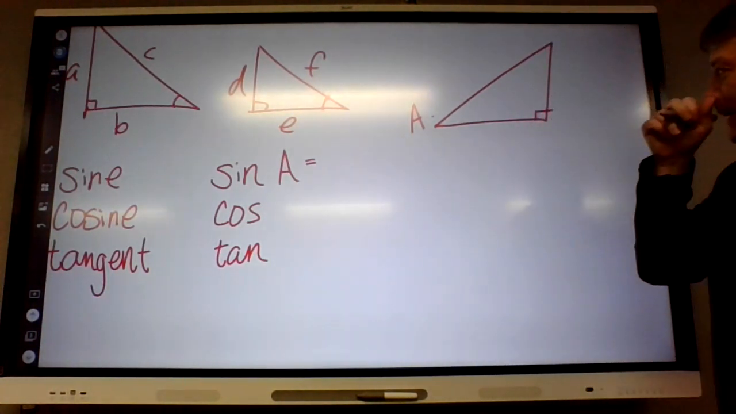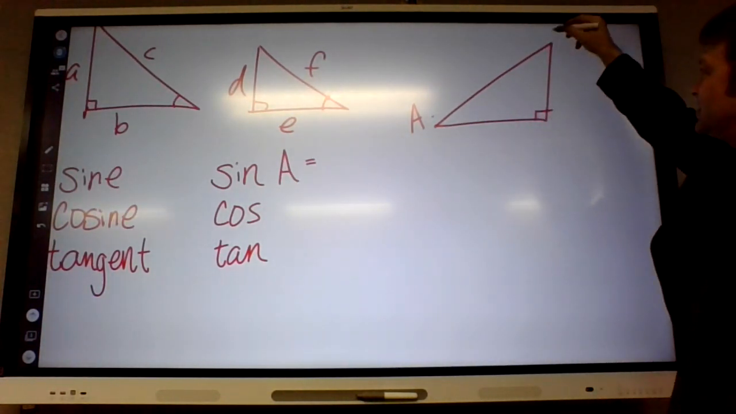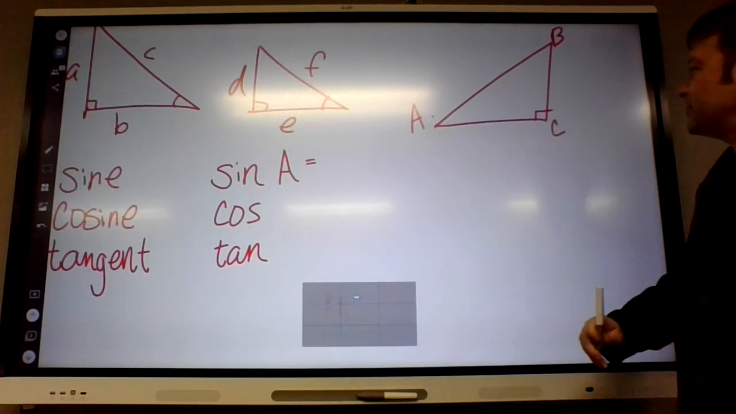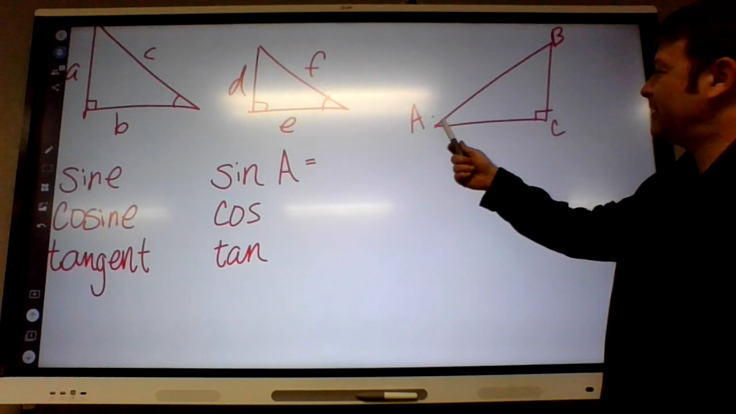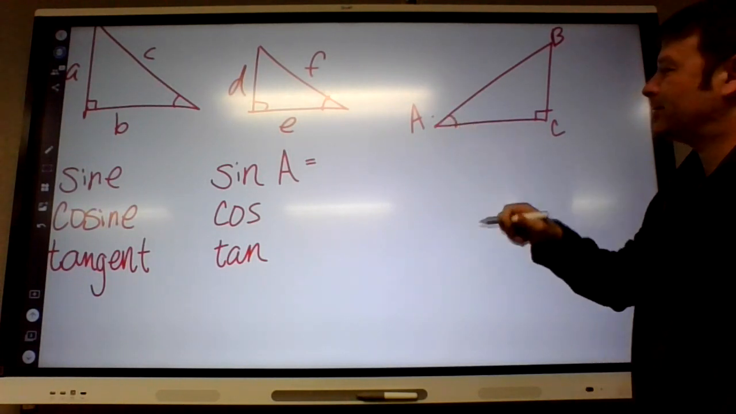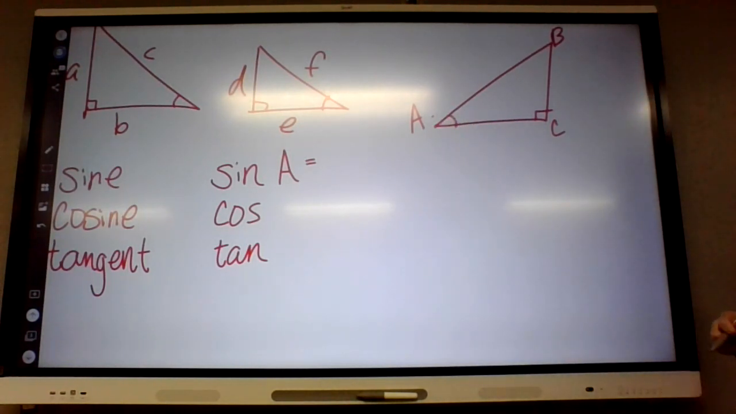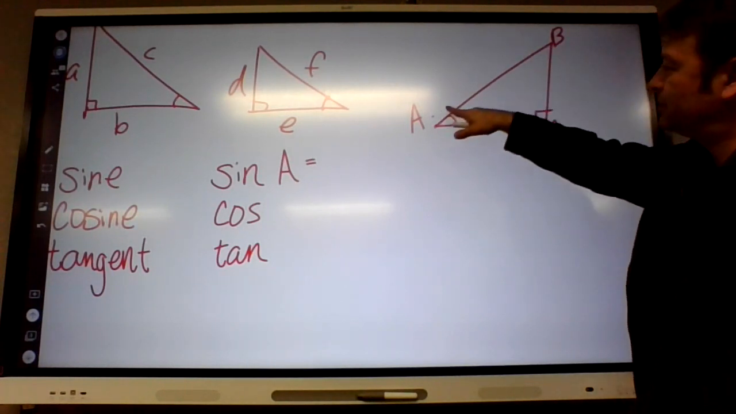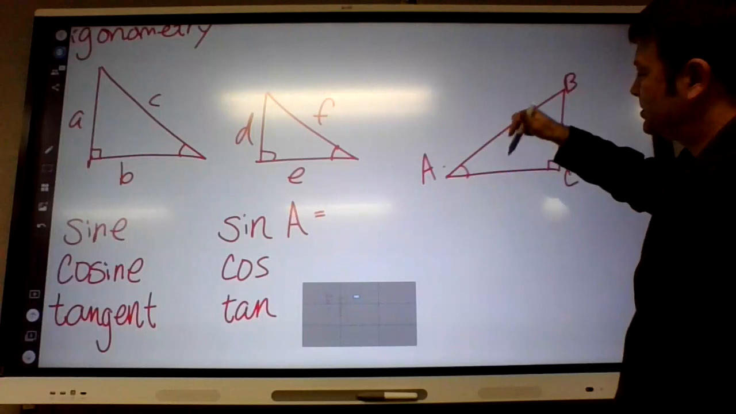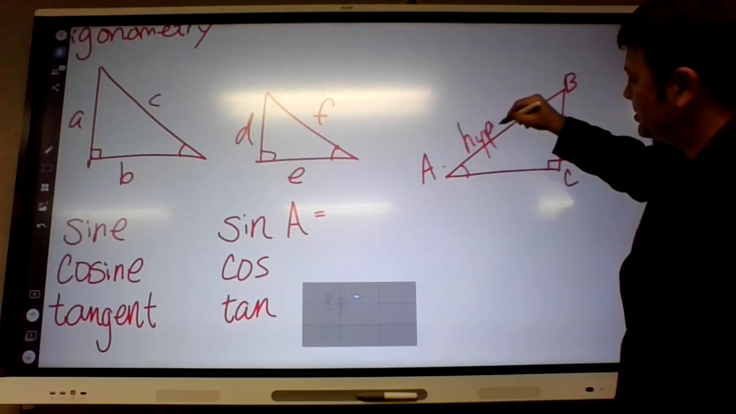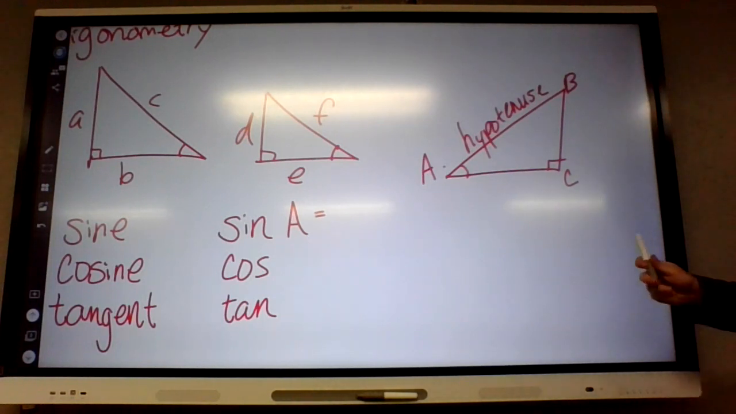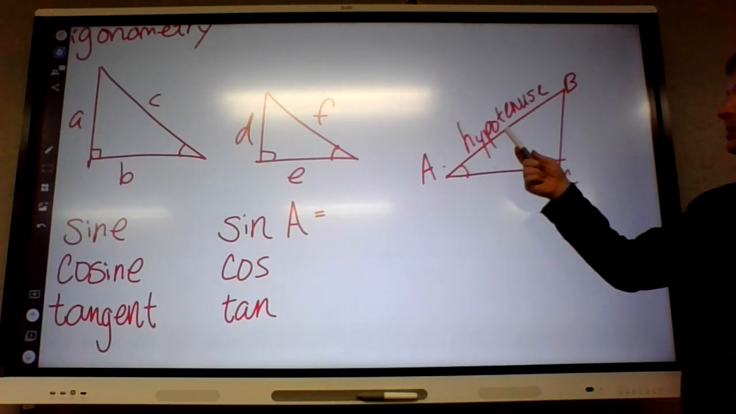Okay. All right. Let's say this is our triangle. So, if we're talking about angle A here, what's this side called in the right triangle? Hypotenuse. Hypotenuse is always the longest side, and it's also always opposite the 90 degree angle.